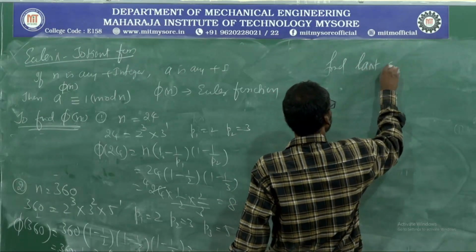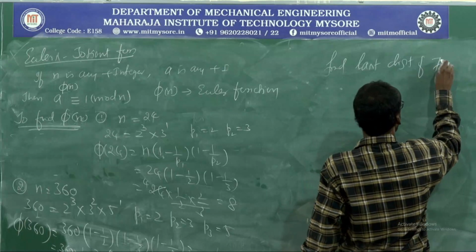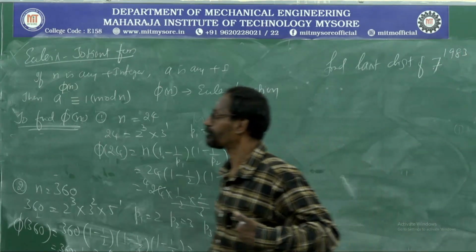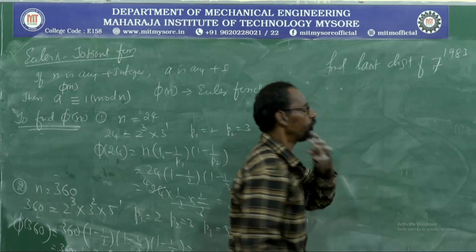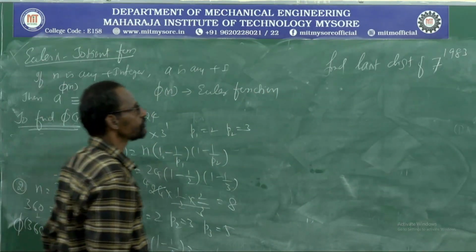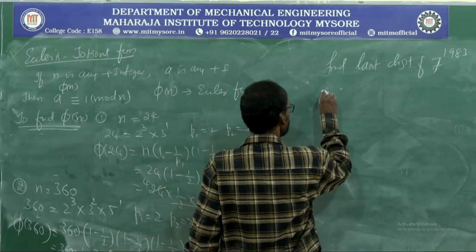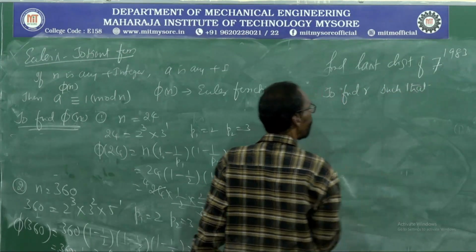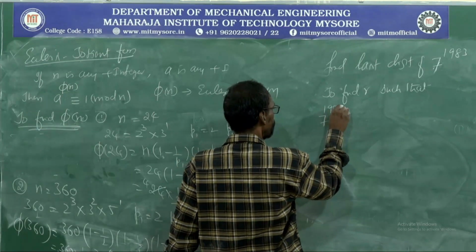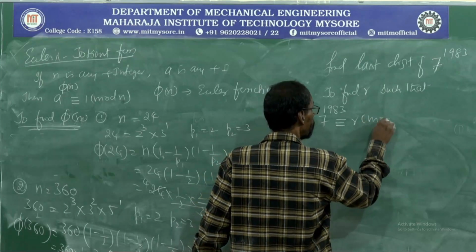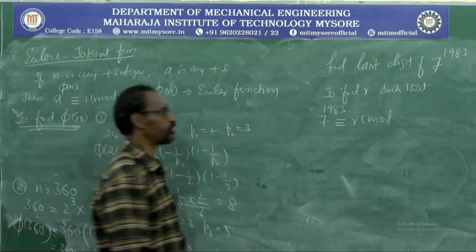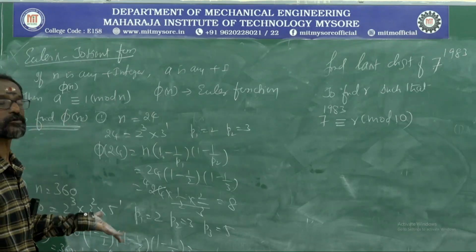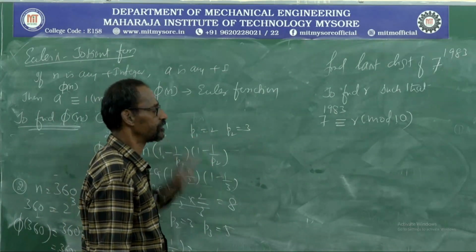Find the last digit of 7 to the power of 1983, the year India won the World Cup. Last digit of 7 to the power of 1983. So what is the model? The model is to find R such that 7 to the power of 1983 is congruent to R mod 10. When I say last digit, I should consider the divisor as 10. Last 2 digits, 100, last 3 digits, 1000, like that. I am taking only one simple case of the last digit.